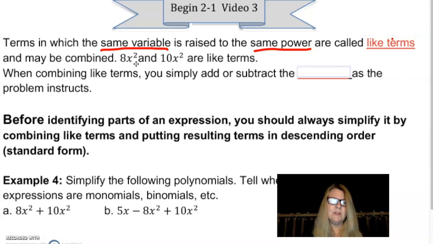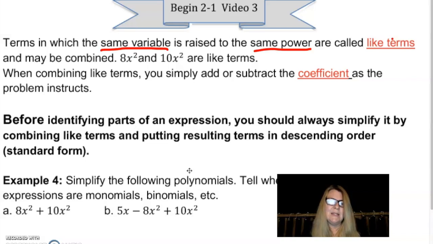So if we had these two terms, 8x squared plus 10x squared, these are like terms because they have the same variable with the same power. When you combine like terms, you simply add or subtract the coefficient. That's the number in front of the variable, however the problem instructs you to do.